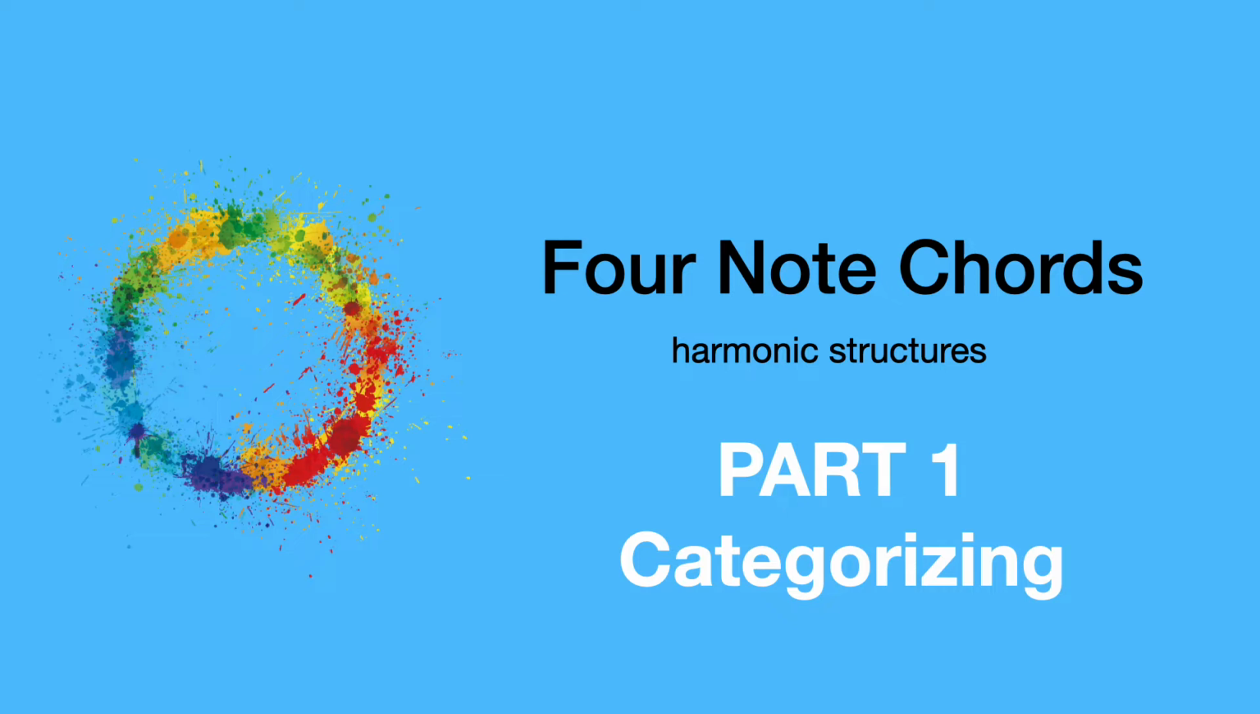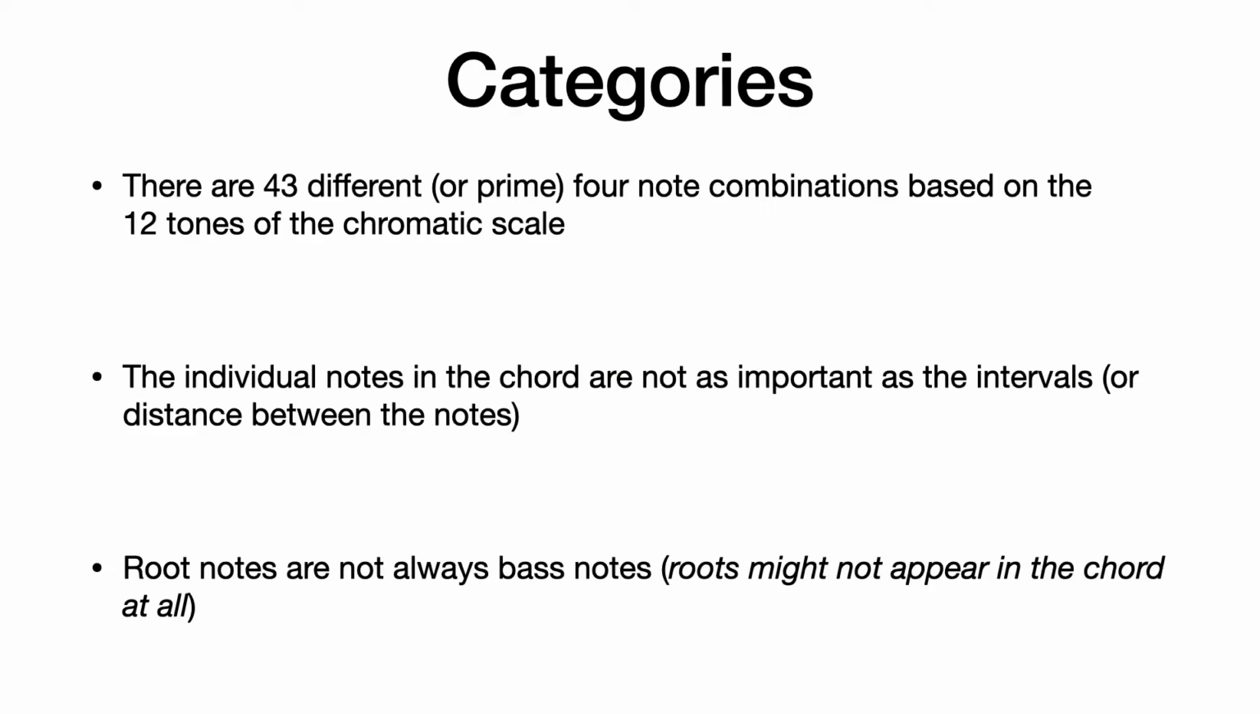I want to preface this video with some of the primary ideas to think about with respect to 4-note chords. So first, there are 43 different, or prime, 4-note combinations based on the 12 tones of the chromatic scale. I'll be laying out how this is realized, but also to make things a little bit easier, I have included a document, which is linked in the description, of all of the different 43 prime 4-note combinations.